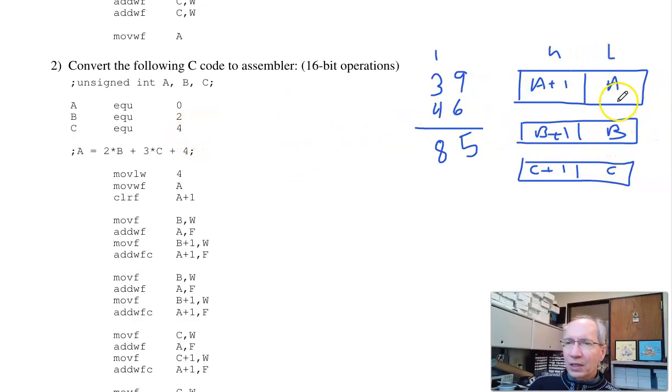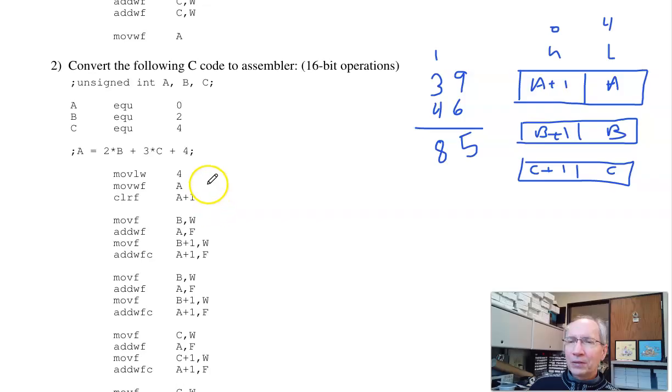I'll move 4 to A, and 4 is 0, 4. So move 4 to A and clear A plus 1. So now A is equal to 4. I'll now add B to A. So take the low byte, take B, add it to A. So move B to W, add it to A, put the result in A. Take B plus 1, add it to A plus 1, but now I add with carry. Kind of go right to left. First one's an add, from then on it's add with carry.